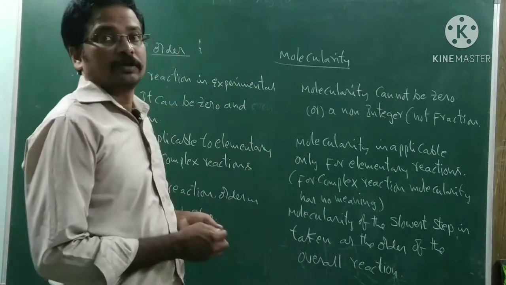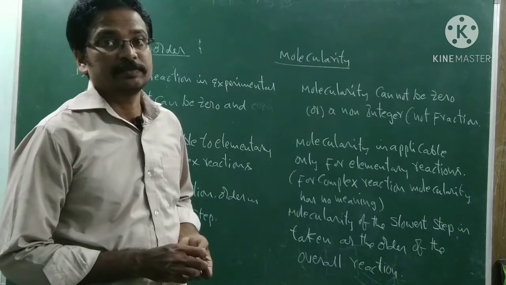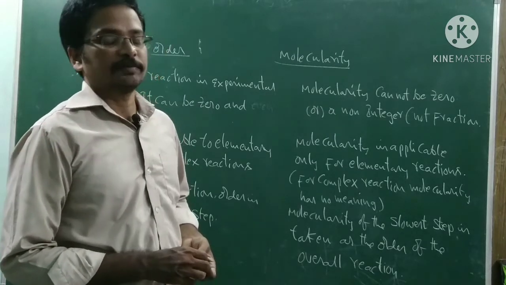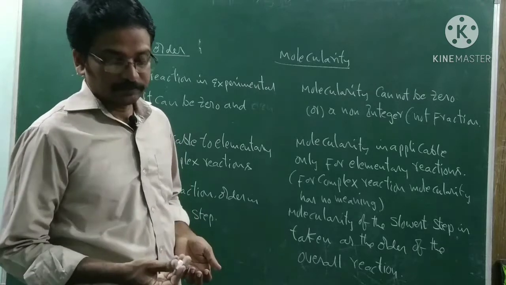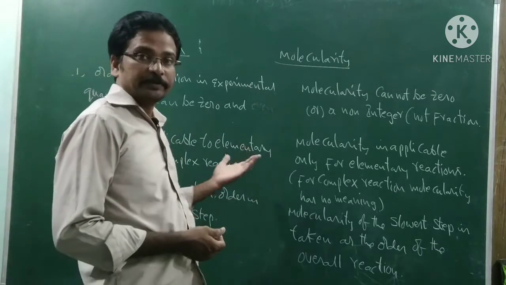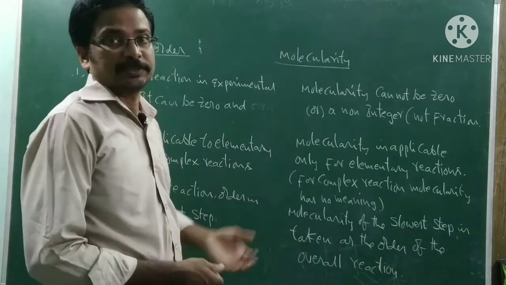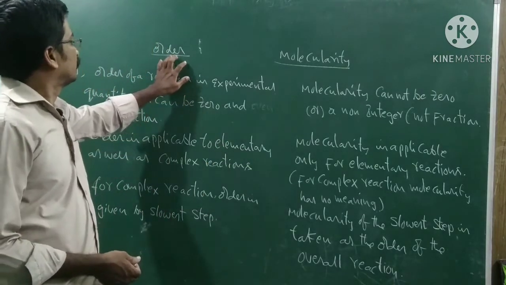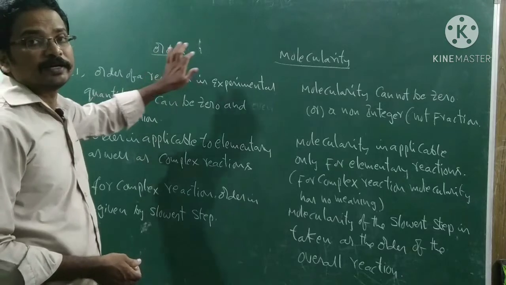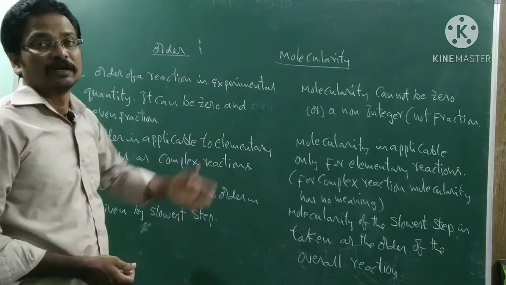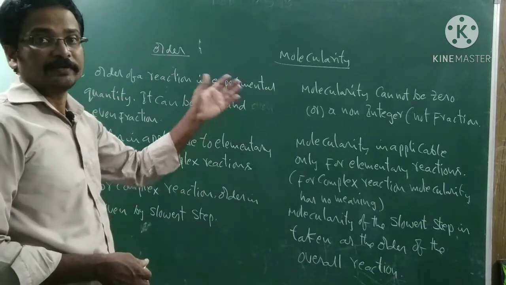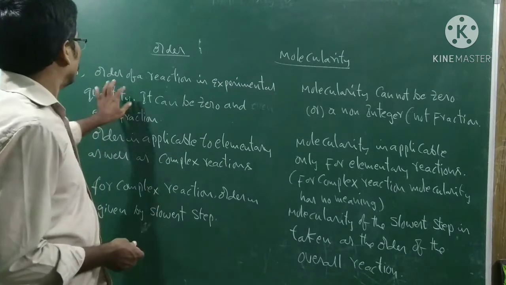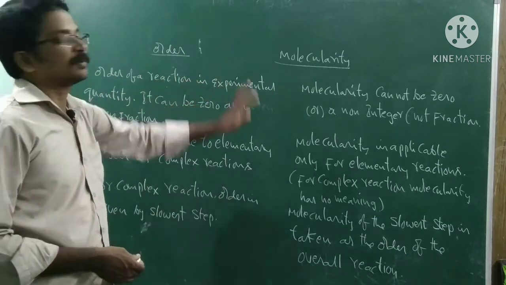Now we want to discuss the differences between order and molecularity of a reaction. These are important points, very important for competitive as well as intermediate public examinations. We know the meaning of order from the previous classes, and we also know molecularity from this video. The order of a reaction is an experimental quantity.